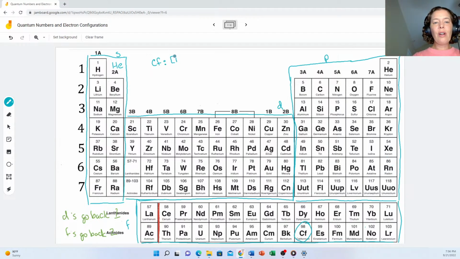So we're going to start with radon. Okay, so after radon, we're in the 7th row. We're in the 7s. How many electrons? 1, 2. Then we go to actinium.